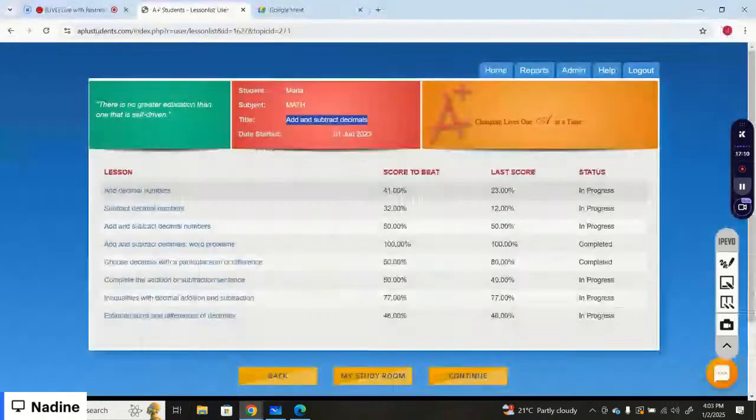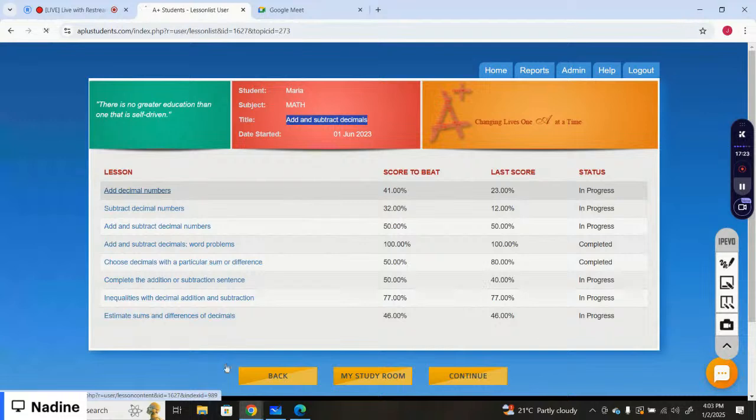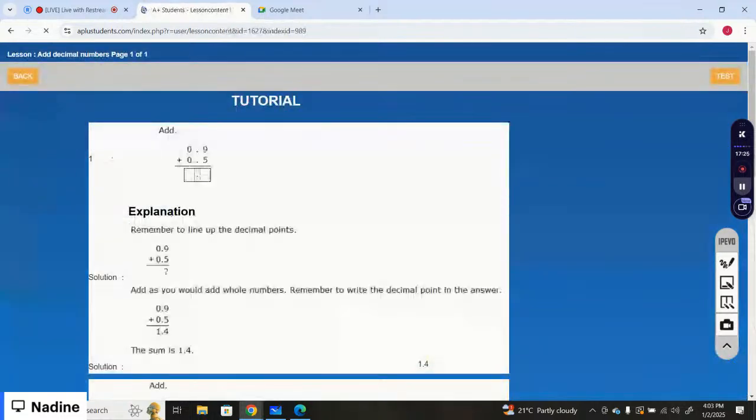Please make sure you have your notebook and pencil so that you can note down the important examples and definitions as well. Here I'm on grade 5 math. Chapter we're on right now is add and subtract decimals. Let's just start with the first lesson, that is add decimal numbers.